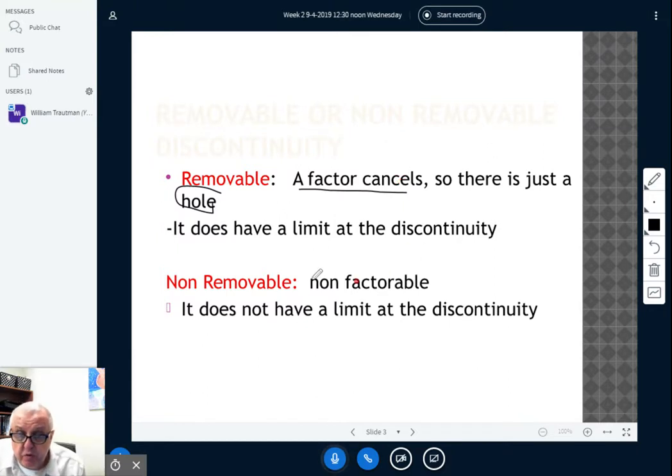A non-removable discontinuity really can't be factored if you look at the denominator of a rational function. It says it does not have a limit at the discontinuity. In other words, a non-removable hole has an asymptote. It has a hole there, but it's an asymptote. So it's not really a removable hole. It's an asymptote that we have. It's a line that your graph cannot cross.